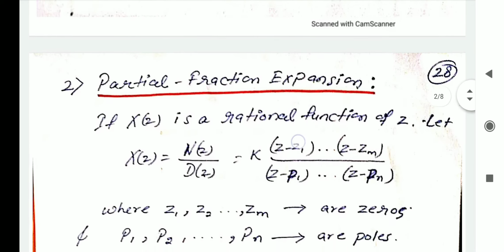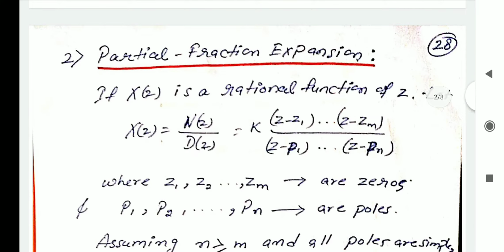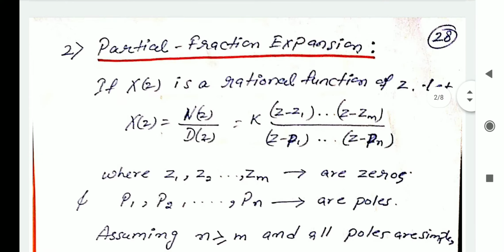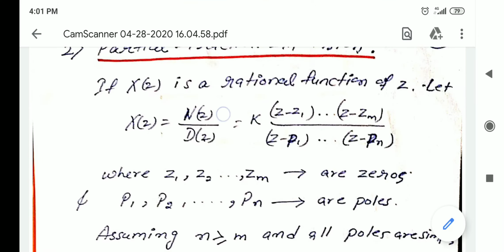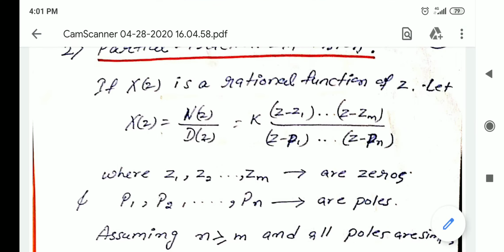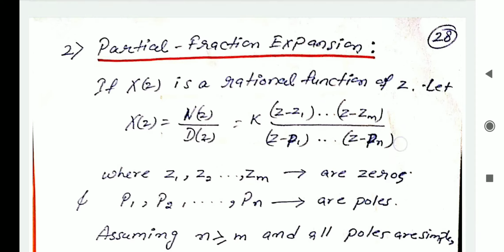Now coming to the next method, which is the partial fraction expansion method. You must know about this method from previous semesters. x of z is a rational function of z. That means x of z is defined as n of z by d of z, where we have a numerator and a denominator, and we can further write it in terms of the number of zeros and the number of poles.